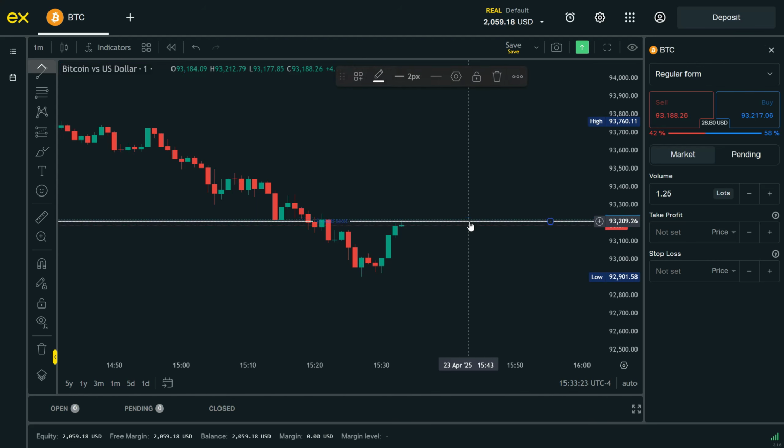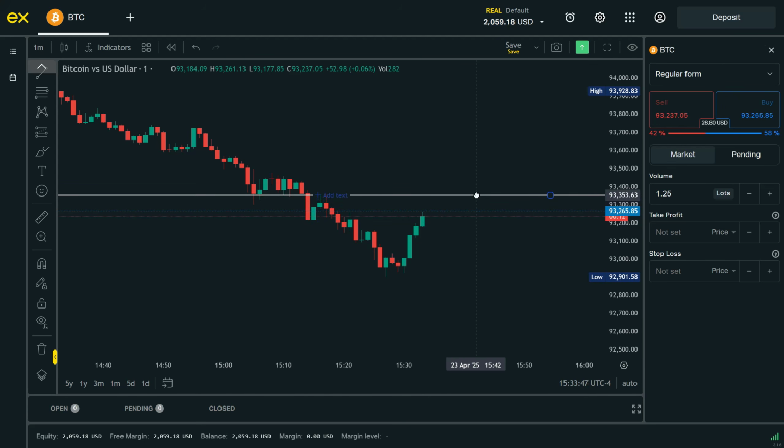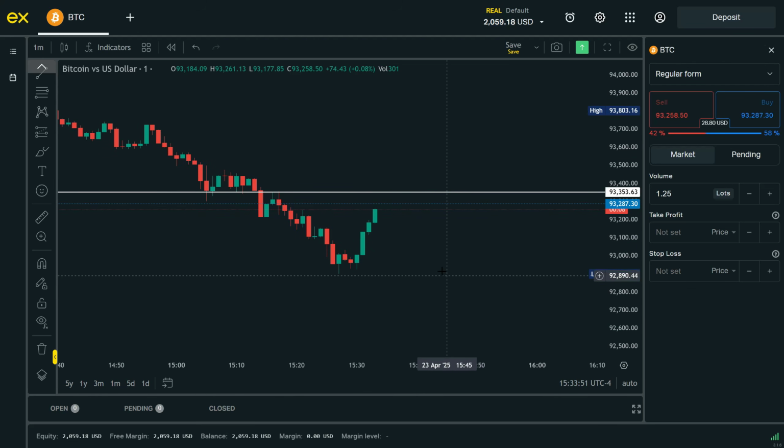Draw a horizontal line exactly at the point where the red candle closed and the green candle opened. Forget about the wicks for now. We only care about the body of the candle. This line becomes your key level, a hidden support or resistance that we'll use for precise entries. It's clean, it's simple, and it works beautifully with the right confirmation. Now we need to do one more important step.